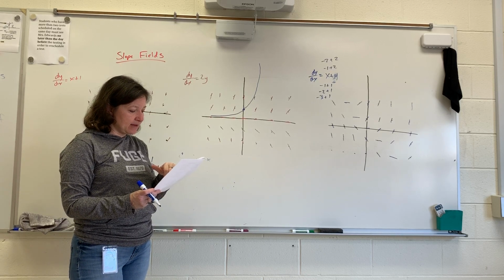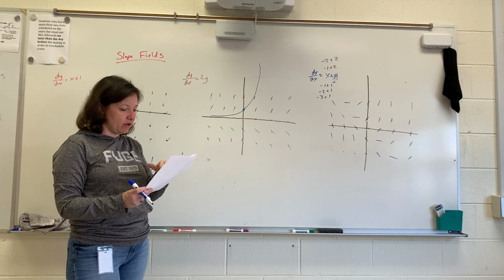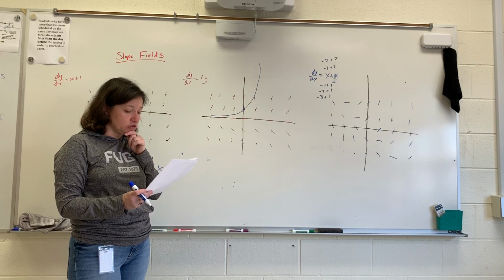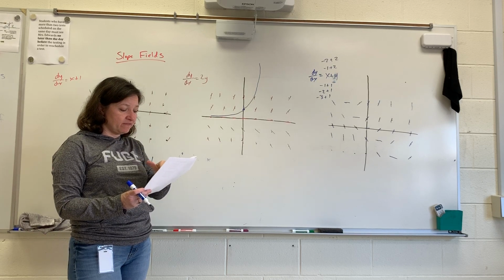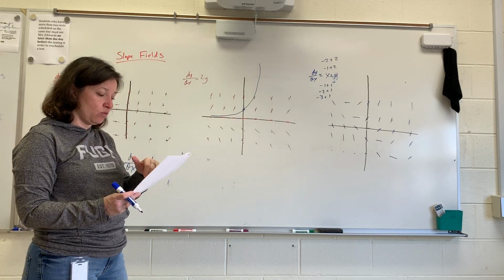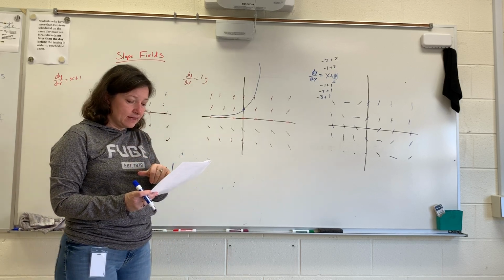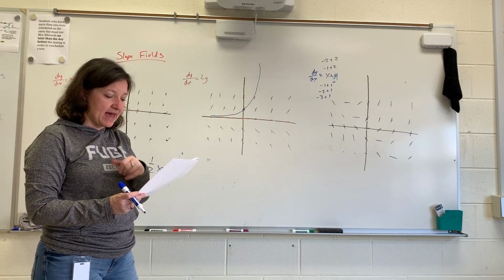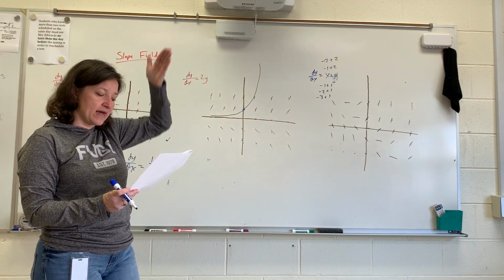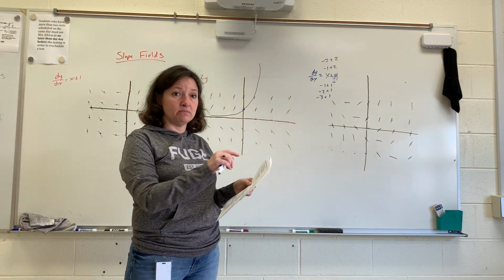C, as I move up and down the y-axis, those slopes change. The ones above the x-axis are negative, the ones below are positive. So it can't be C, and it can't be D. Same thing happens. The slopes as I move up and down the y-axis change. So that leaves me with B.